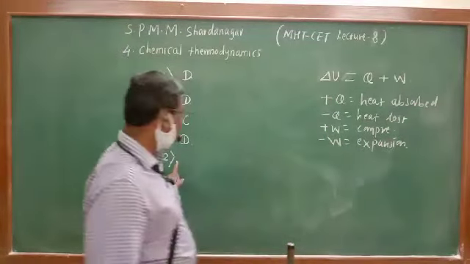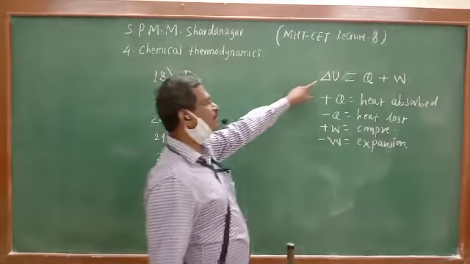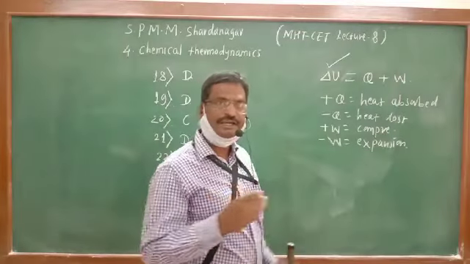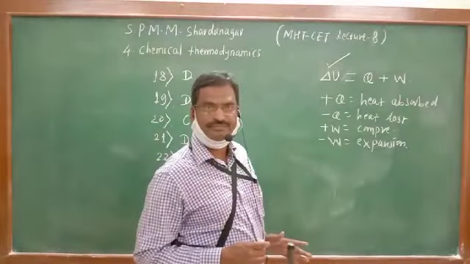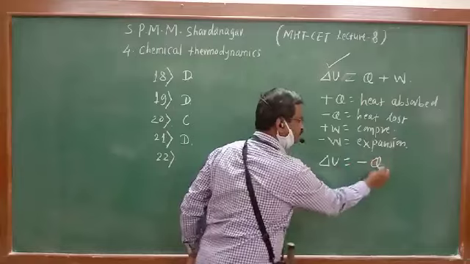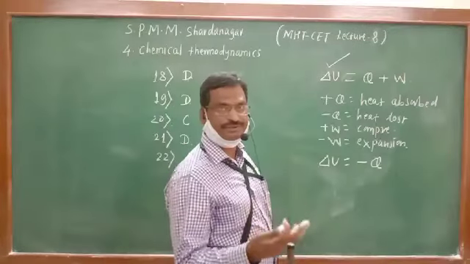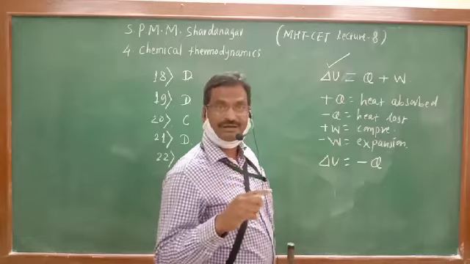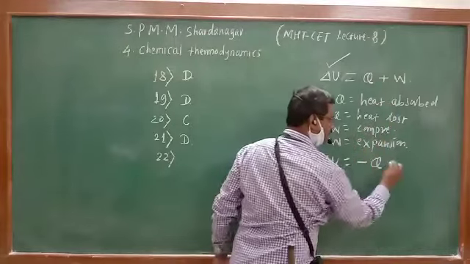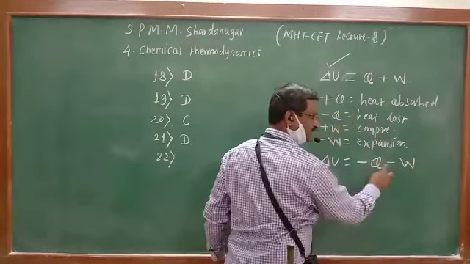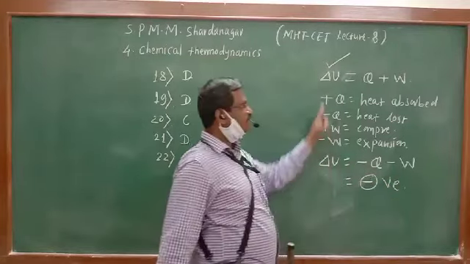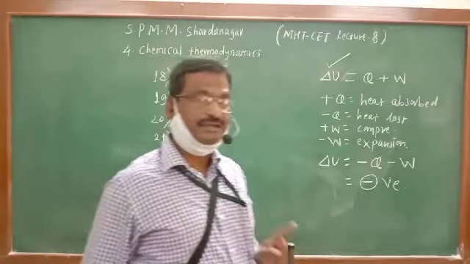Now what is this? Question number 22. We have to find out the value of delta U. Whenever heat is lost by the system, means Q is minus. So delta U will be equal to minus Q. Heat is lost and work is done from system to surrounding. System to surrounding means work done is also negative, minus W. This is minus, this is also minus. Their summation comes to be negative. Therefore, change in internal energy is negative.